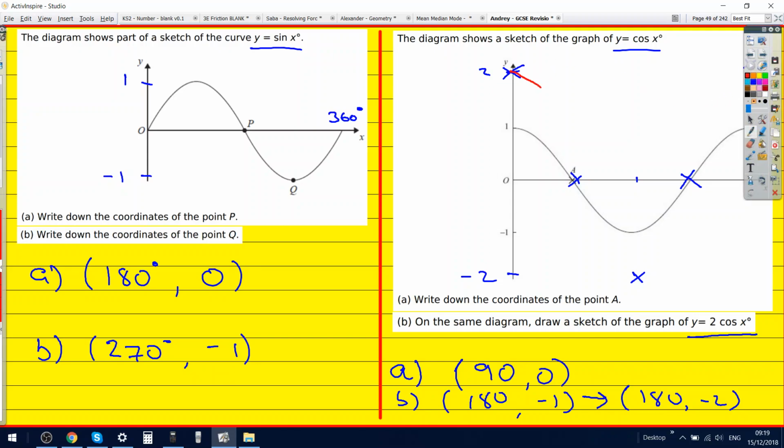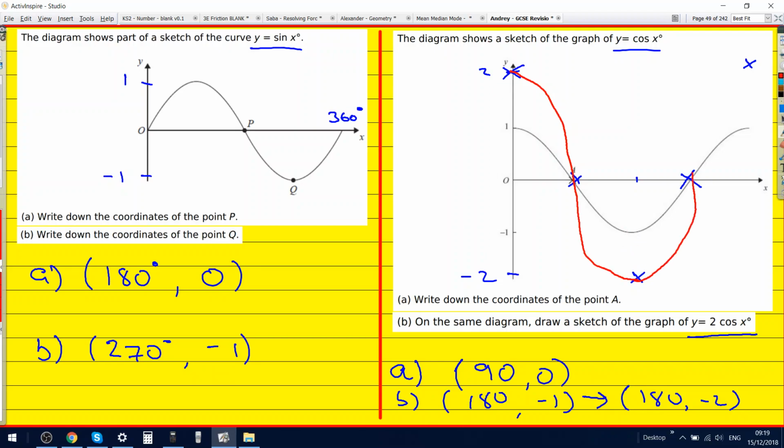And so we'll join those up. So that's up at 2. That one stayed the same. That one went down to minus 2. That one stayed the same. And that one went up to plus 2. So there, all the y coordinates doubled.